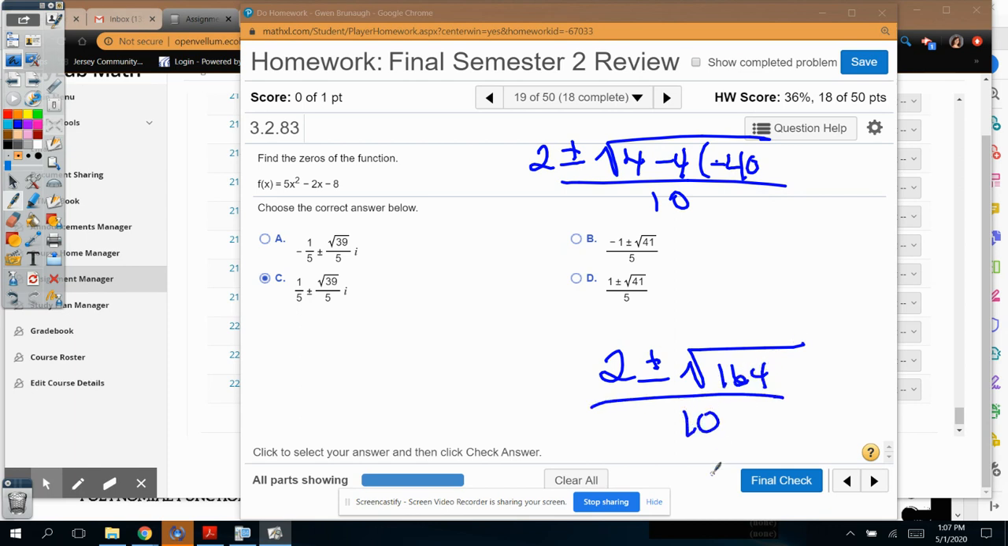All over 10. 164 divided by 4 is 41. And there's not going to be an i. So 41 is the one with the positive 1/5. And I'm sorry, I screwed that up.